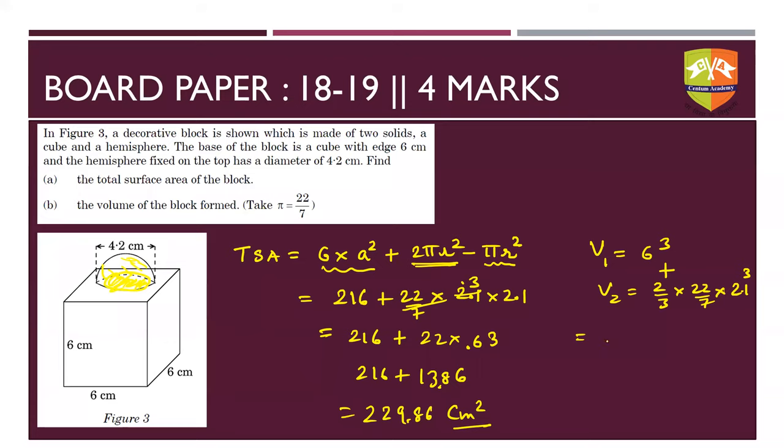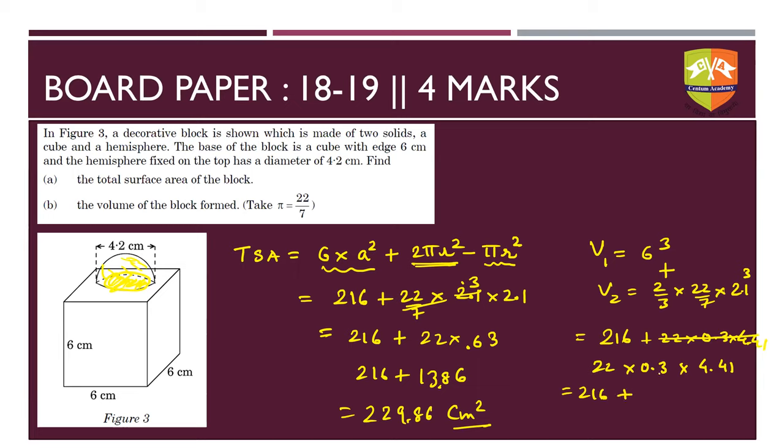So this is 216. Someone is getting a totally off result also. Never mind. So 216 plus 21 square, 441. So 22 into 0.3 into 4.41. Let me write once again: 22 into 0.3, 2.1 by 7 is 0.3, into 2.1 square is 4.41. This is the value. So this is 216 plus.